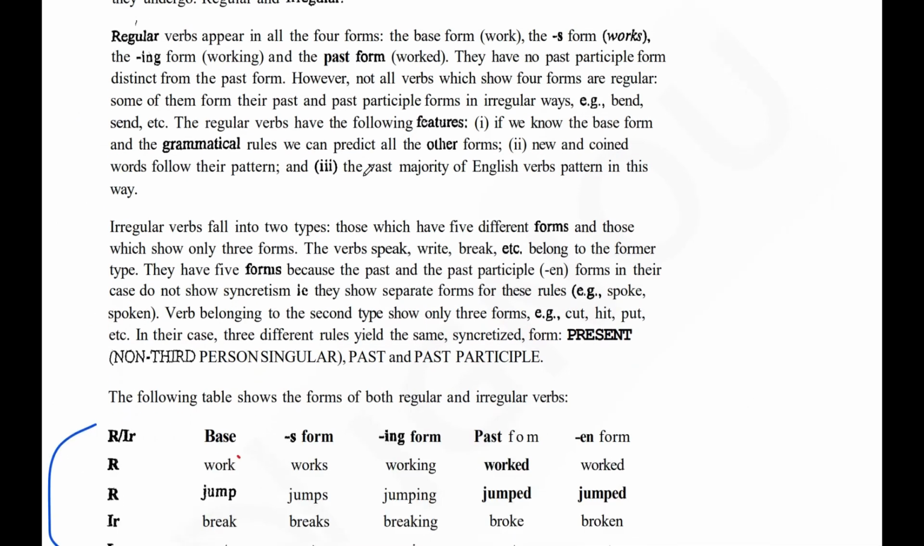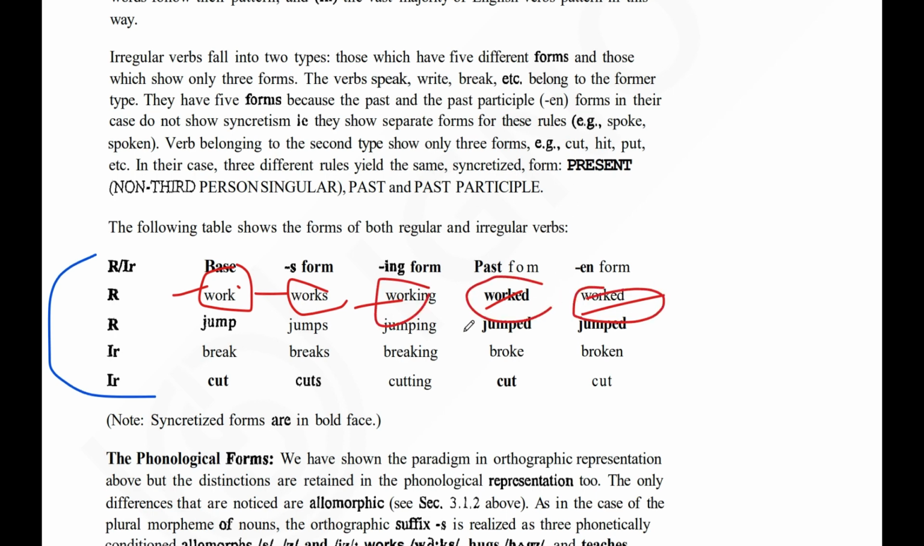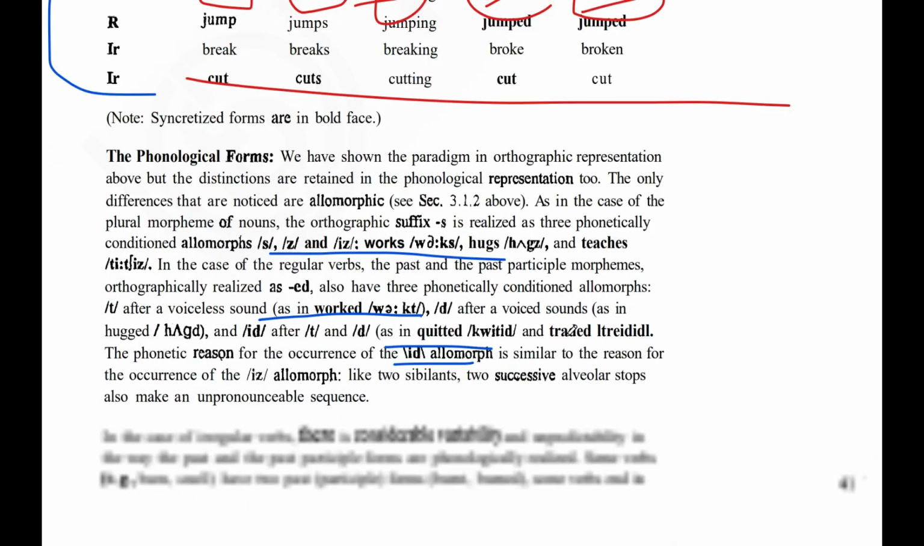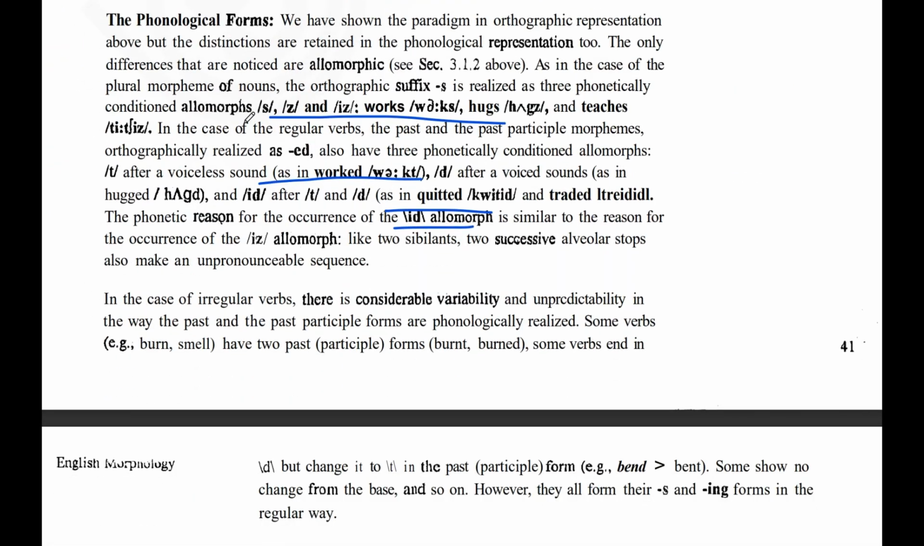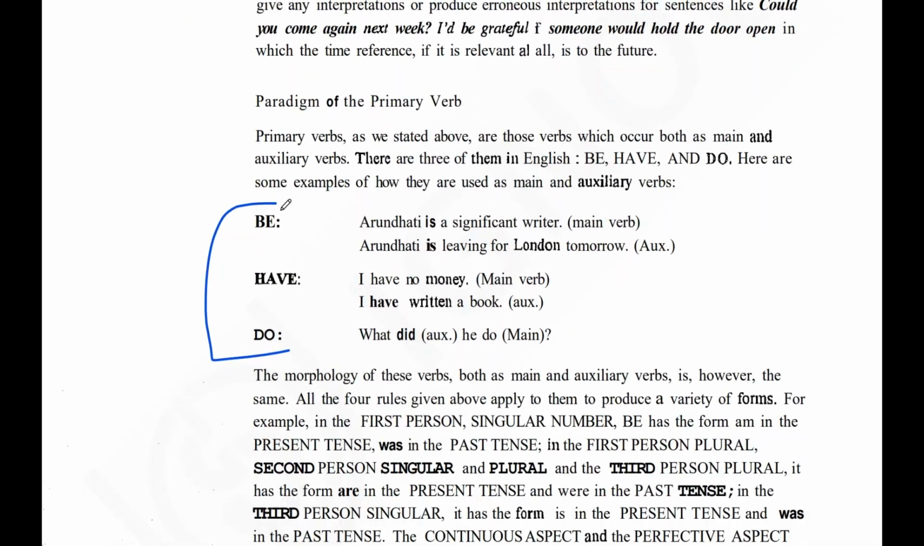And then finally we have the paradigm rule, which is the paradigm of the full verb, which is work, works, working, worked, and worked, right? So this is the base word work, the S form is works, the ing form is working, the past form is worked, and this is your last form. It's similar for all other words. So you add these kinds of endings, like S and ED, and then it changes the meaning.